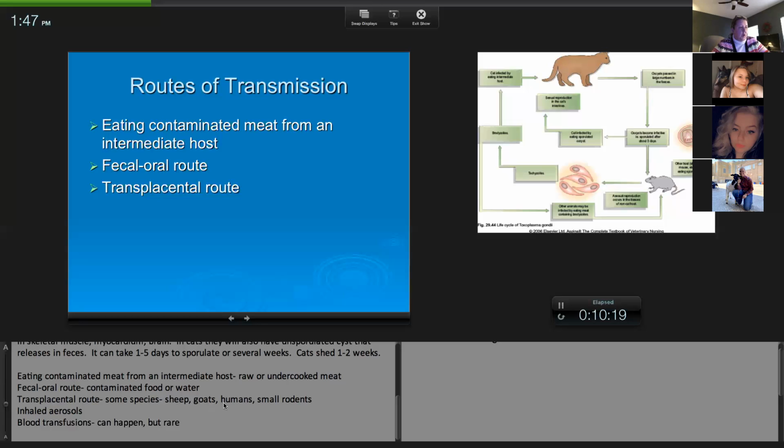Transplacental, really sheep, goats, people, small rodents. Inhaled aerosols: if fecal matter gets dry enough and powdery and windy, it can potentially be inhaled. That's not a very common route. And then also because they can be carried through the blood, potentially through a blood transfusion, but that would be pretty rare. Obviously eating a contaminated host and the fecal oral are the most common routes of transmission.